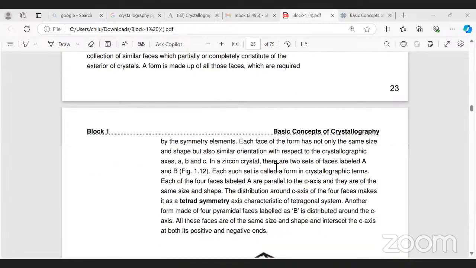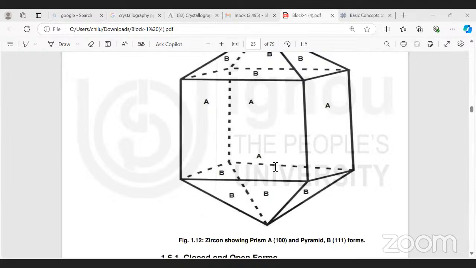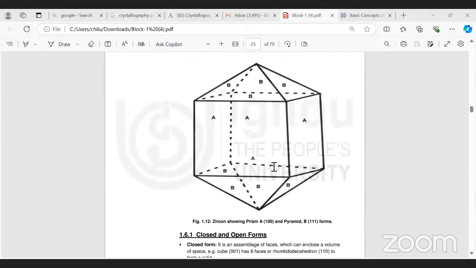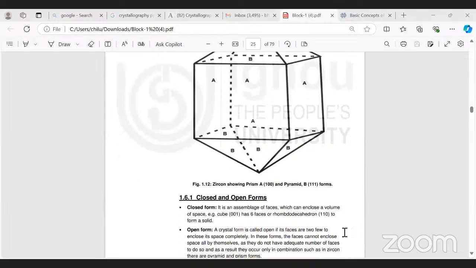Okay, here are crystal forms. You see here open forms and closed forms. There are two types of forms we see. In a closed form, for example, you see assemblies of faces which can enclose a volume of space. Sometimes we see a cube, which has six faces, or sometimes a rhombic dodecahedron, which has the Miller index 110, formed as a solid. It's a closed form.